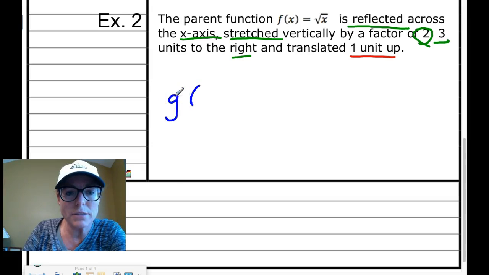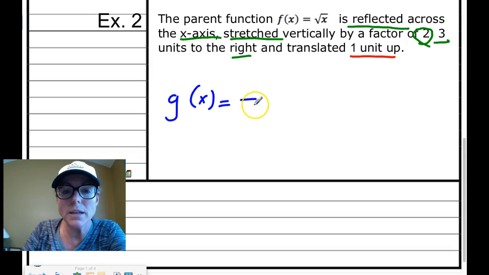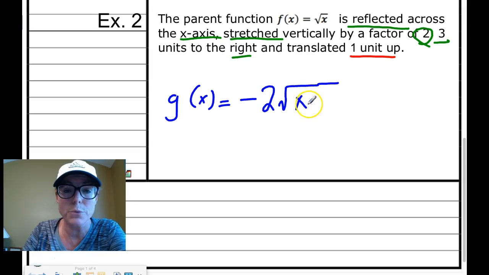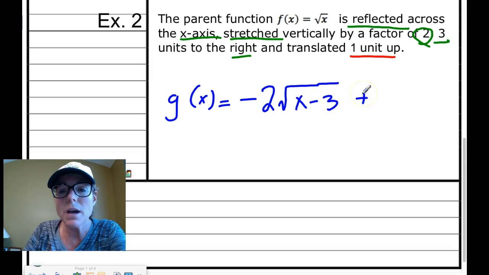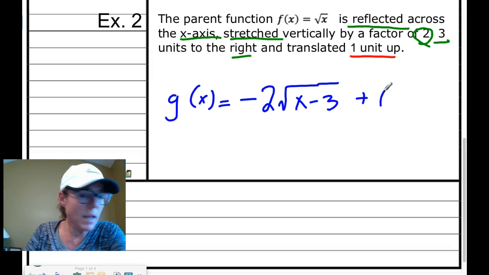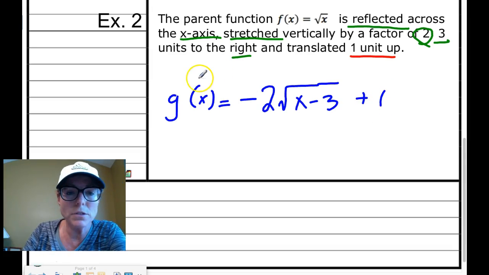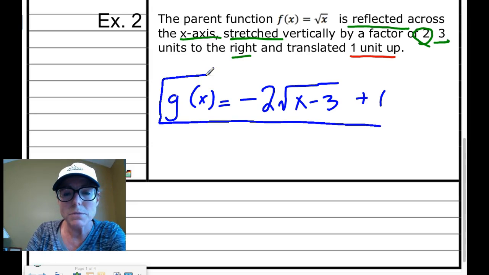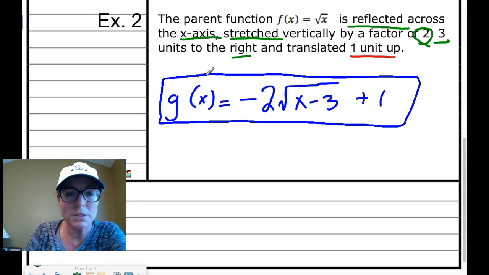So g of x is equal to, well, reflected across the x, there's that negative, stretched 2. There's our square root of x. This time, because we're going to the right 3 units, remember, it's opposite of what you think, so it's going to be a minus 3 under the radical, and up 1. And that looks good to me. Just doing a double check. I don't have Miss Boyd here, so I've got to make sure I'm not making a mistake.